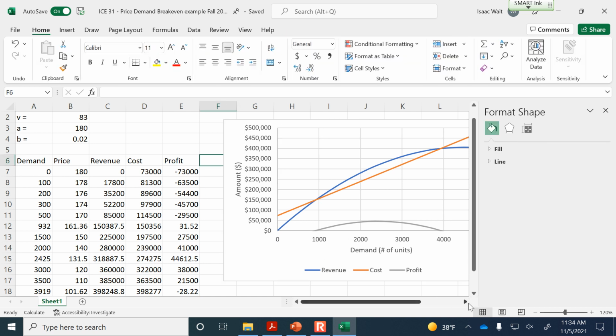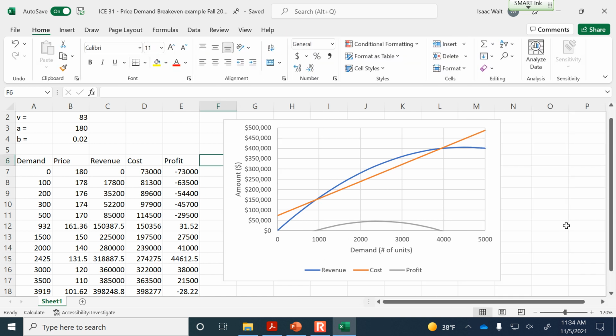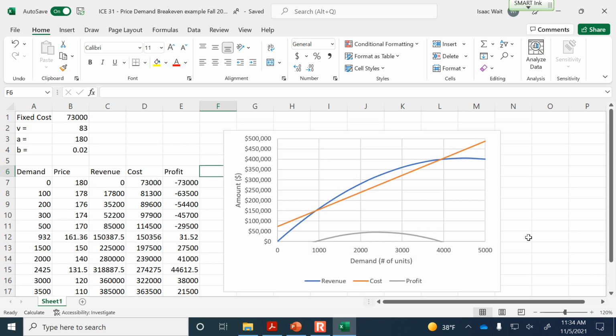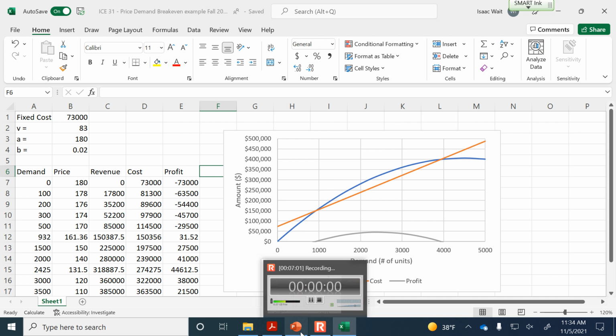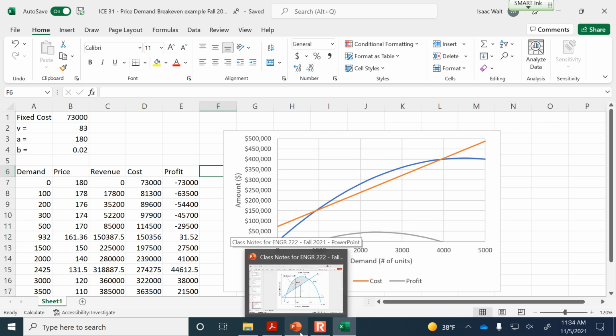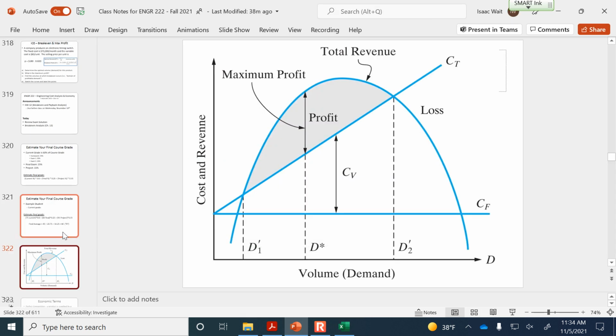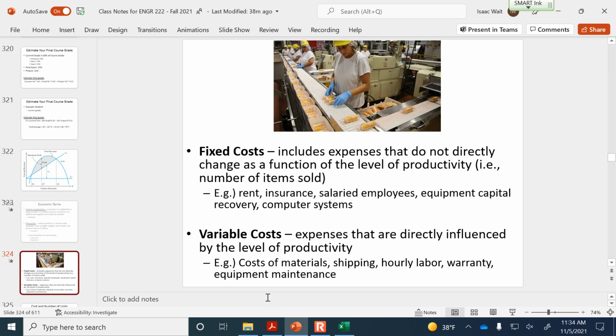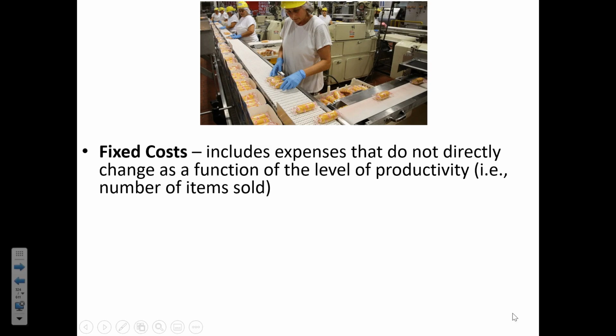All right, so now I'm pretty happy with that figure. That's a good representation of that previous in-class exercise. All right, now we kind of have to rush at this point, 11:34. Let's talk a little bit more about costs.